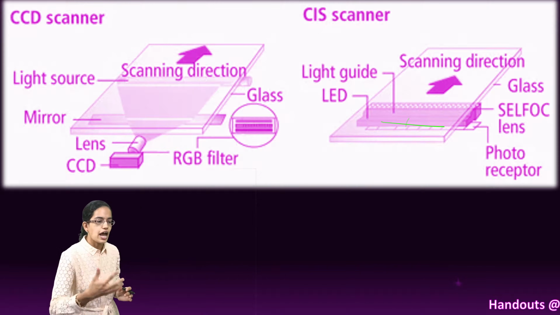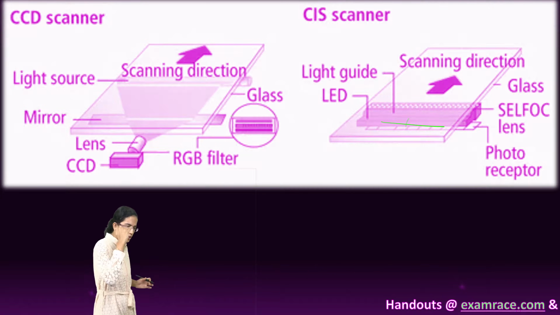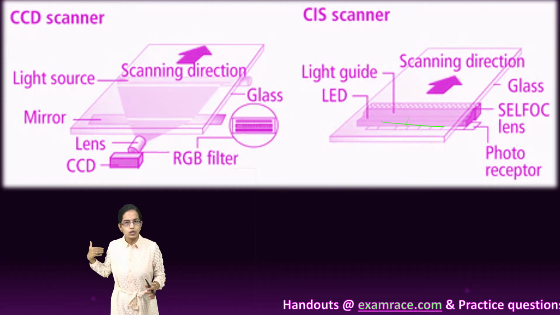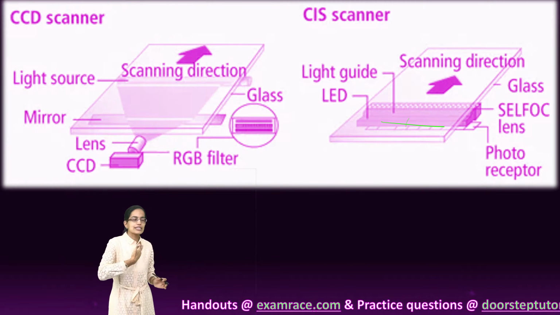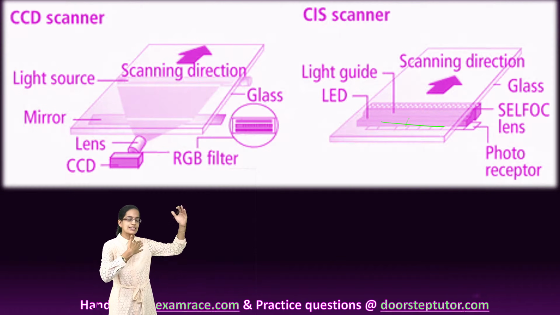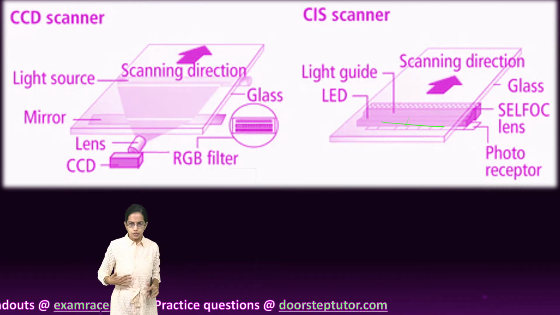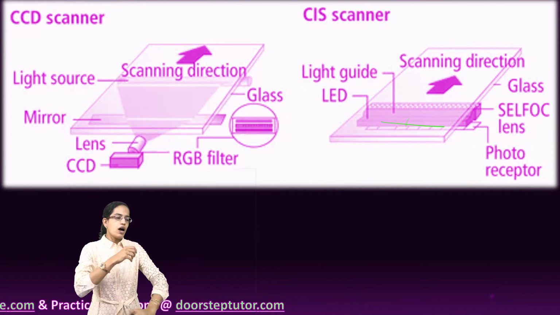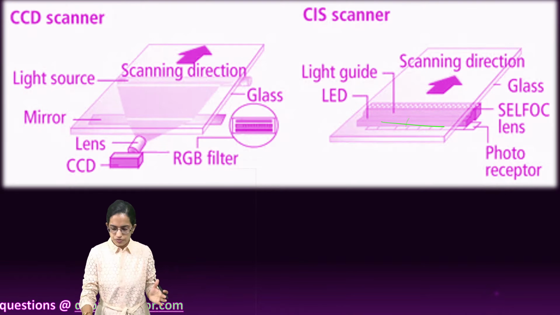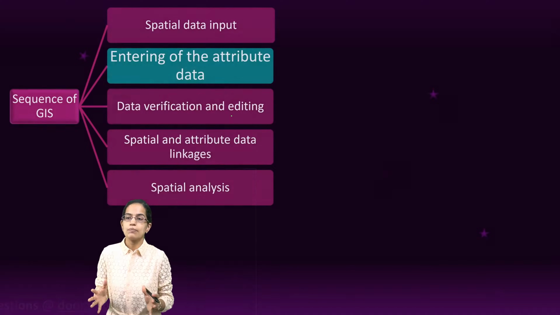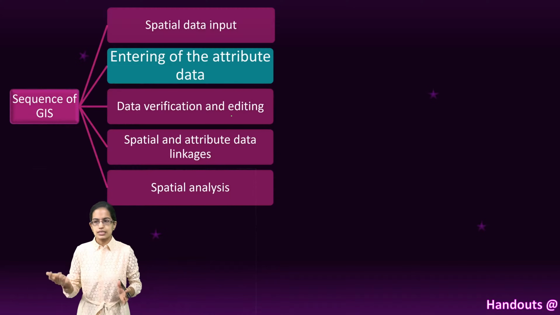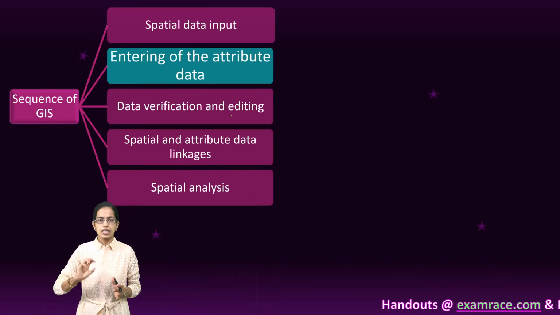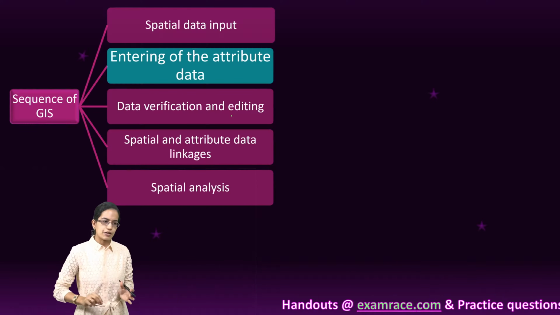And this is how scanners work. It first scans the document all in one go, and when it is reading it, it is visualizing it in a step-by-step process that you can see. Now as we said, these types of scanners are important and they help in understanding the basics. The next, as we understand, after the data input is entering the attribute data.